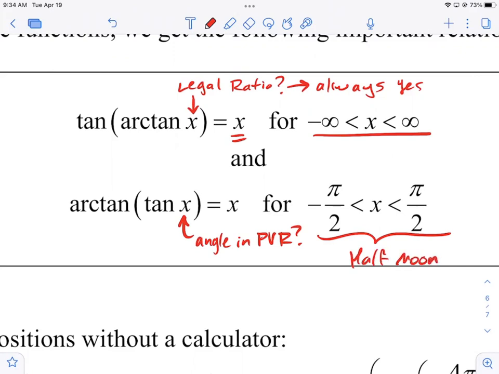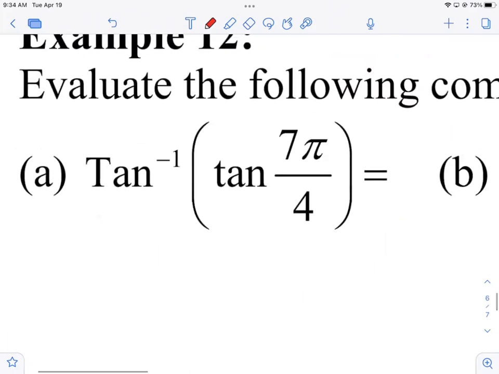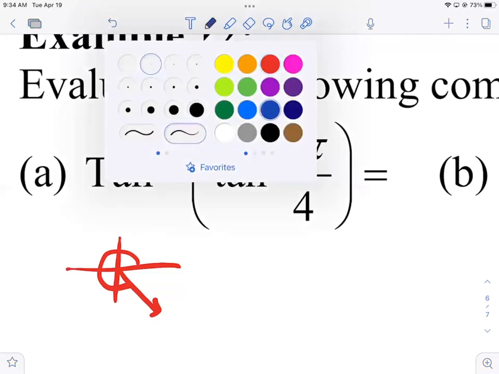All right, last example. Let's try these without a calculator. Inverse tangent of 7 pi fourths. Is 7 pi fourths in the PVR? Yes. Although it is technically just negative 5/4. Ah, very good. So it's not in the PVR. It's not in the PVR.